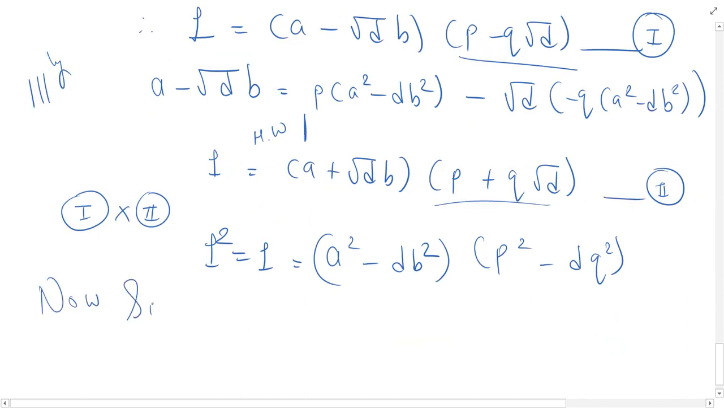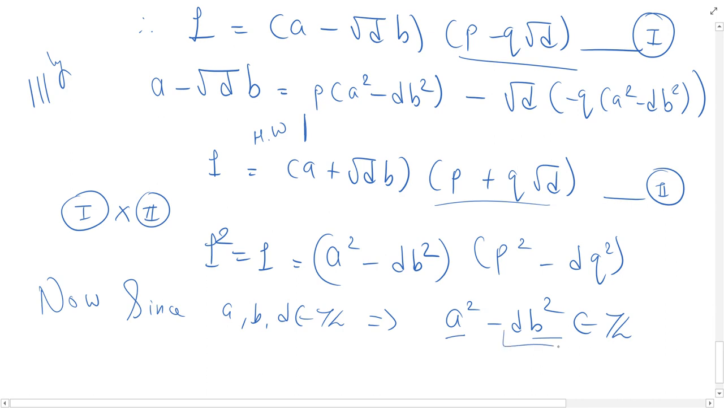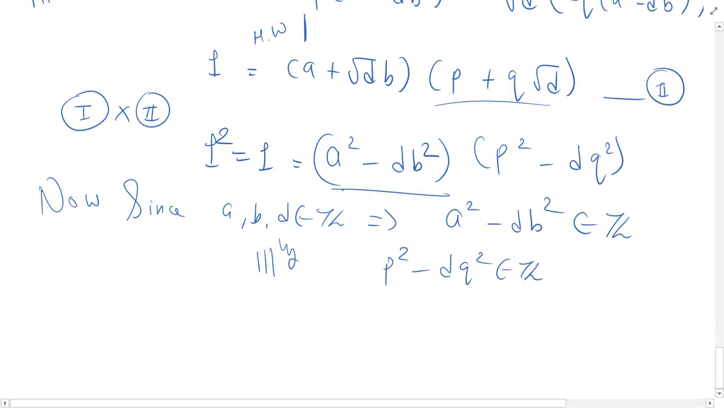Now since my a, b and d are nothing but what? Integers, this implies my a square minus db square is also an integer. Yes or no? Since I know if a is an integer, a square is an integer, b is an integer, b square is an integer, also d is an integer. That means this part is also an integer. Hence, subtraction of two integers is again an integer. Okay. So I got to know this first bracket is nothing but an integer. Similarly, my second bracket is also an integer. Similarly, my p square minus dq square is also an integer. So I found this element into some other integer is giving me the answer as 1.